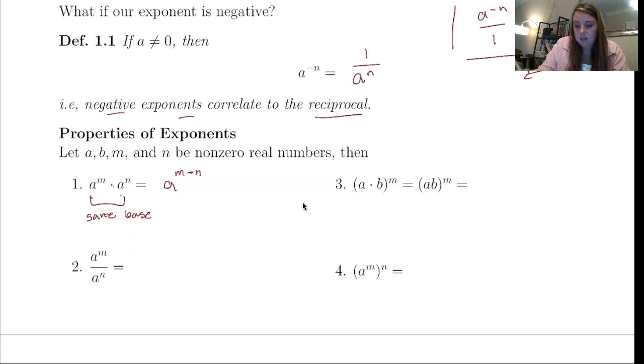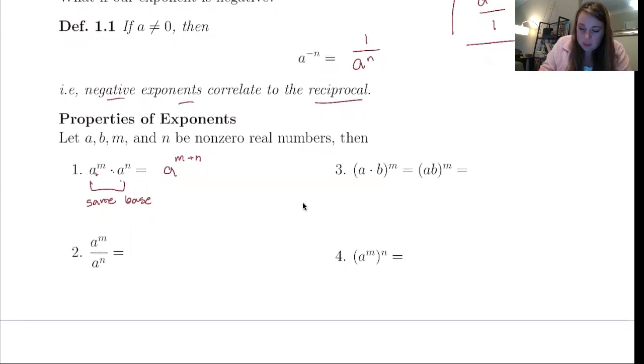And this kind of makes sense. I'm doing a times a times a, m times, and then I'm multiplying by a times a times a, n times. So how many times in total? m times, and then another n times. So I'm going to add them together, m plus n. Okay.